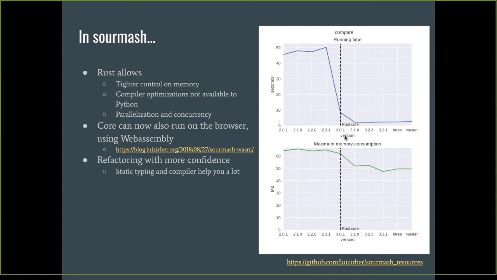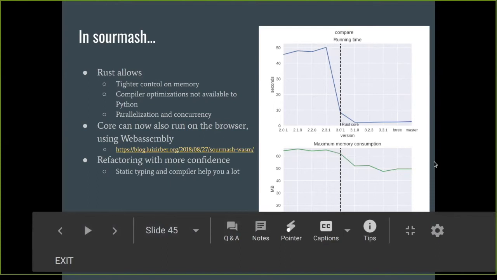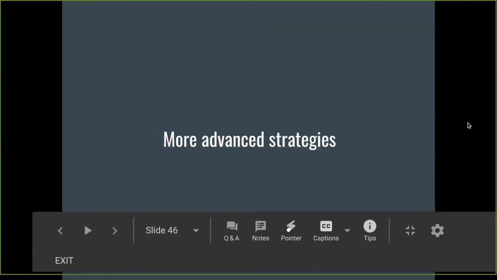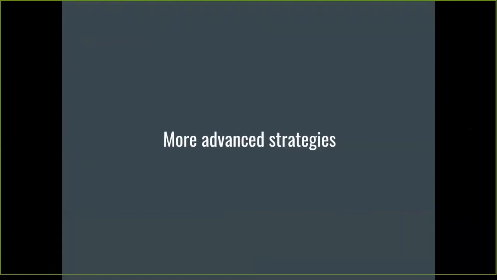3.0 is the Sourmesh version where we transitioned to the Rust core. And the running time for this specific feature, the compare feature, dropped from 50 seconds to less than a second. So we have this huge drop in running time. And we also reduced the memory consumption a bit, which is kind of nice. So hopefully the basic strategies can also be useful for you. But there are a few more that I would like to discuss that also work for us.